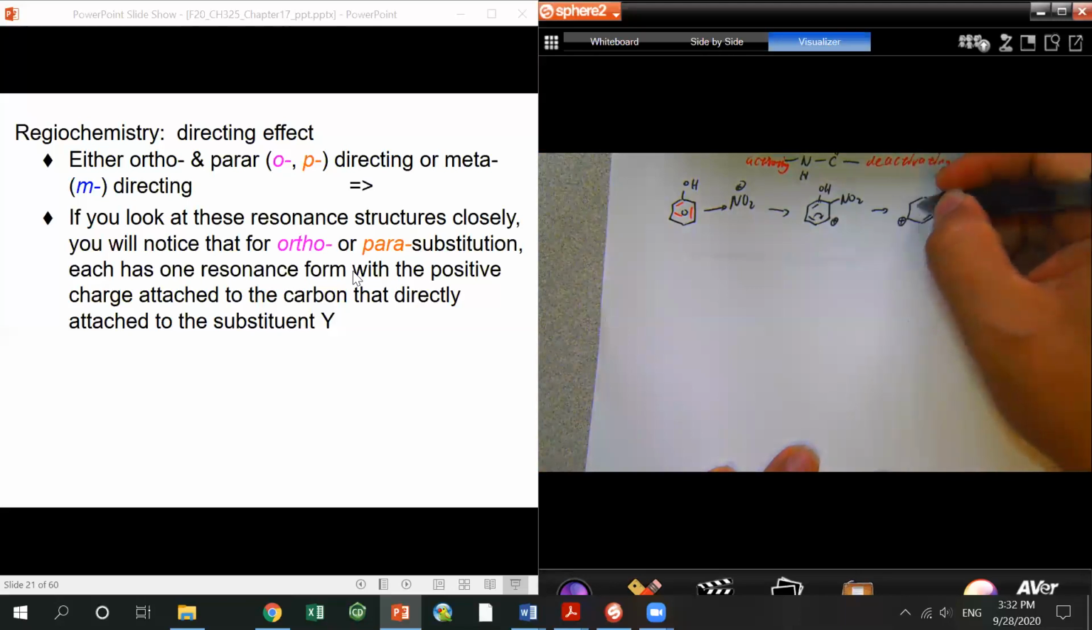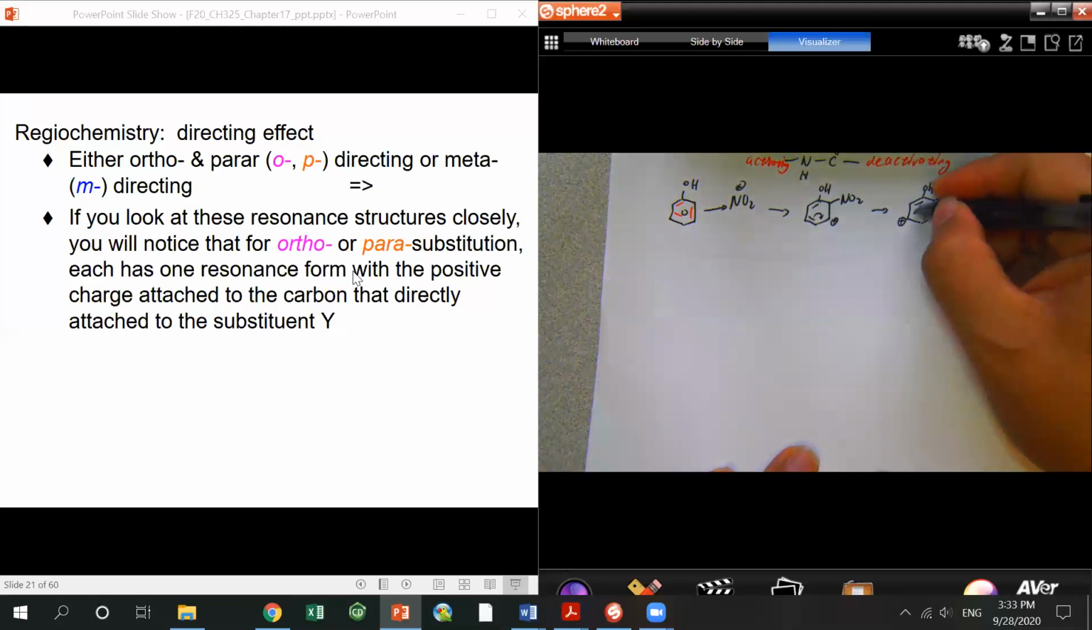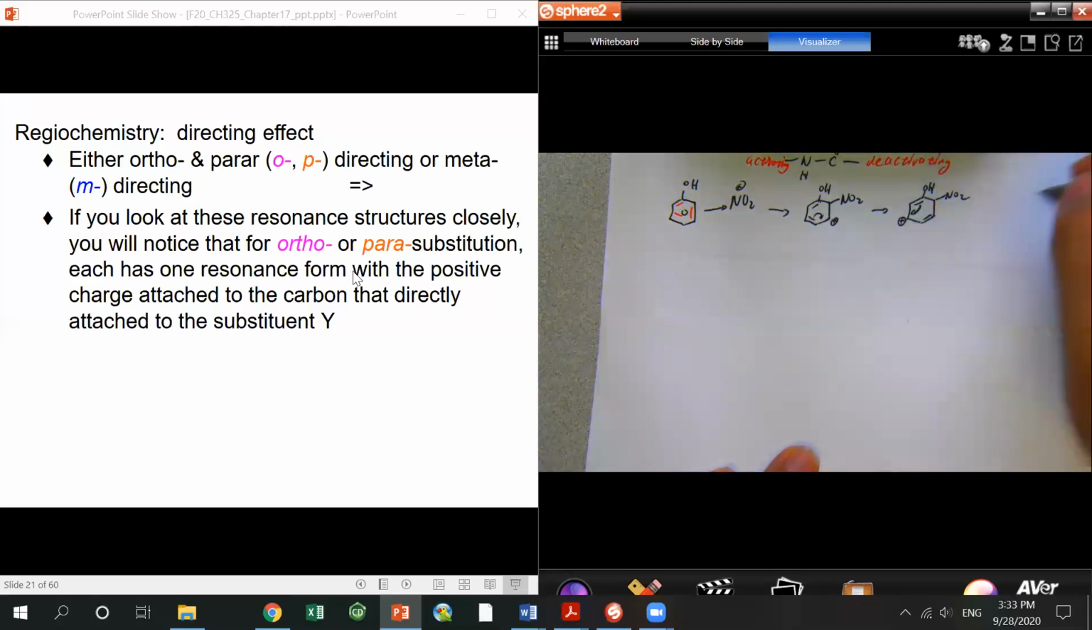And then now the cation is here. You can further shift these two pi electrons here onto here, and then you generate the third resonance structure.